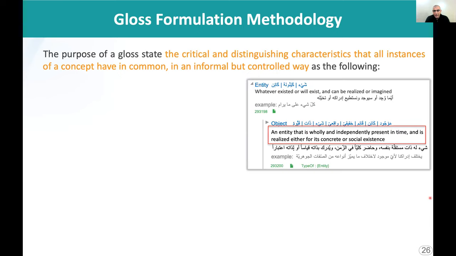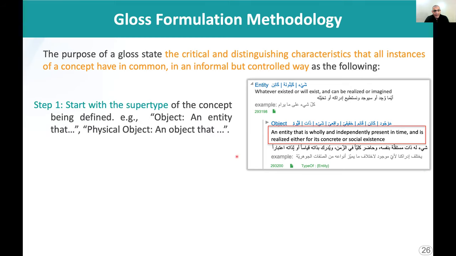Now, how do we formalize glosses? This is a gloss, as you see. A gloss is used to define a concept in an informal but controlled way. First, a gloss should start with the supertype of the concept we are defining. For example, if we define the gloss of object, it should start with entity, because the supertype is entity. Or if we define physical object, it starts with object.